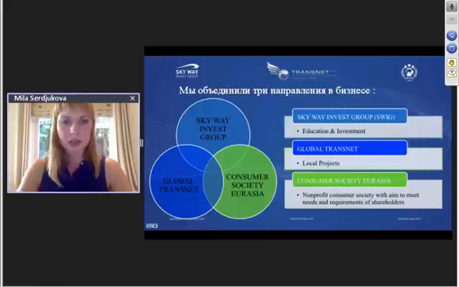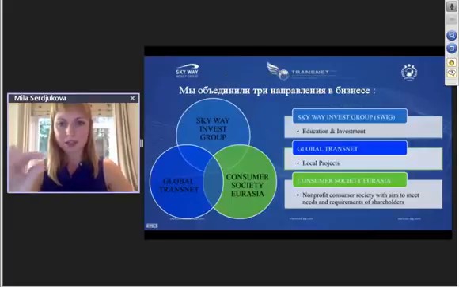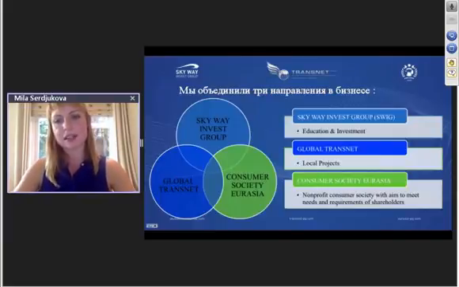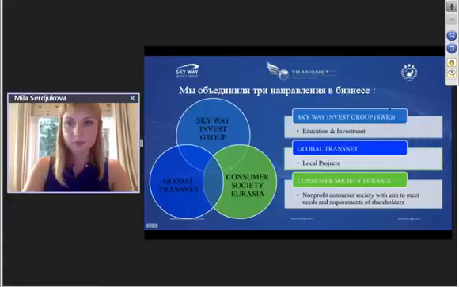If you go to SkyWay Invest Group, you will see a little banner there. It says Eurasia. That's something the company created quite recently, but again, they created it with the idea to protect their shareholders. Okay, I hope it's all clear now.